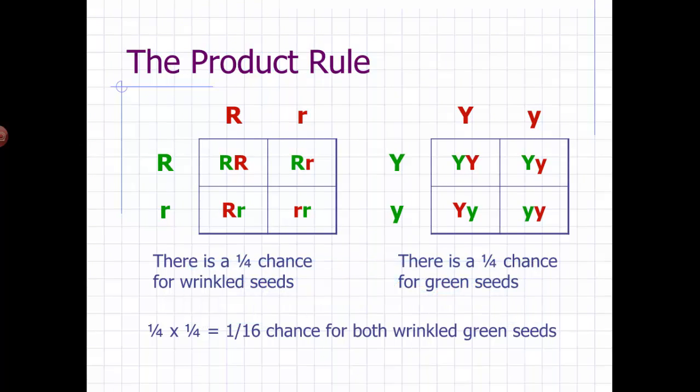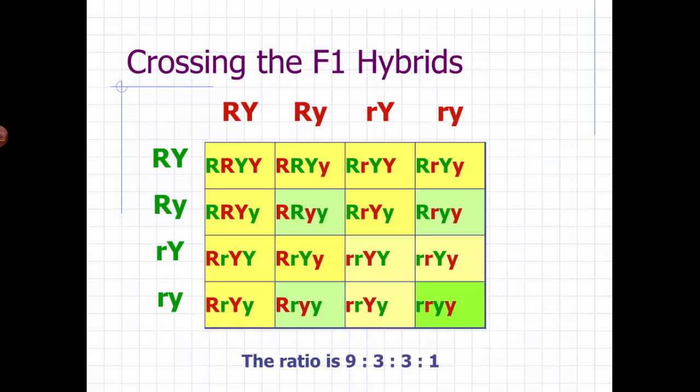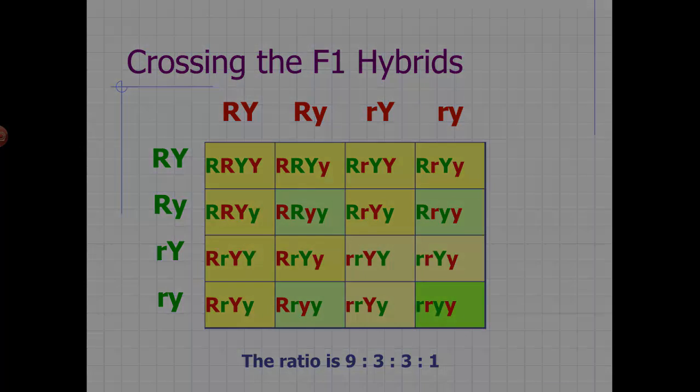So if we go back to the big Punnett square, let's count the ones that are heterozygous for both traits. We've got 1, 2, 3, and 4. 4 out of 16 have capital R, small r, capital Y, small y. That's 1/4. See, it always works. All right? Watch the video again, take good notes, and ask questions if you're not sure.